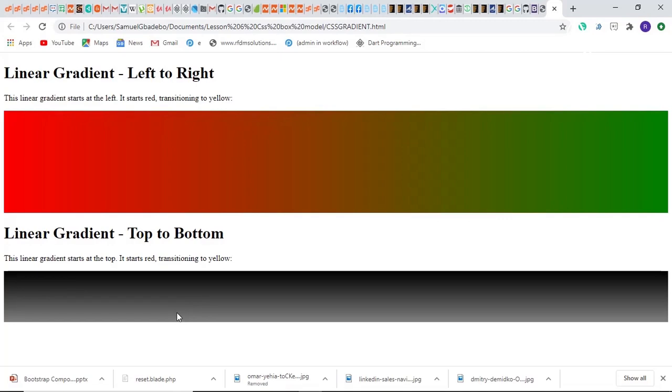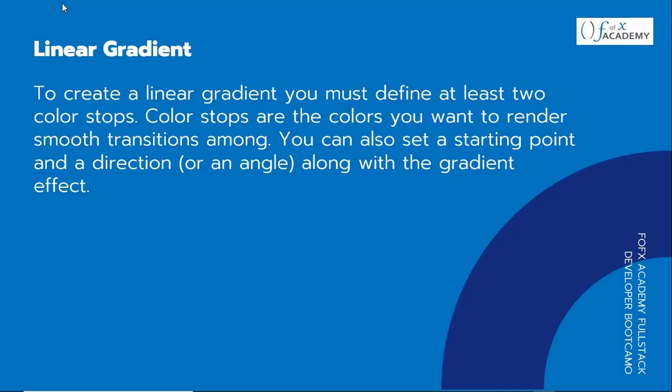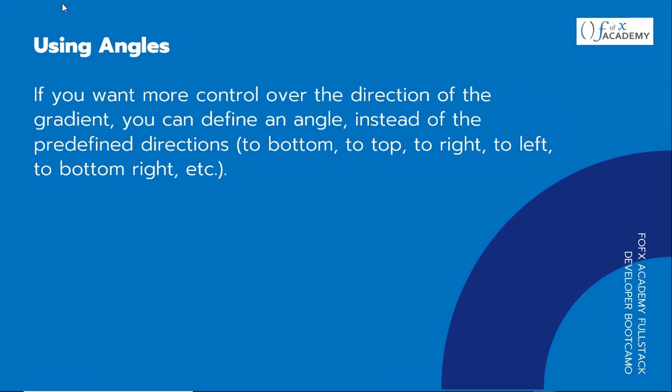And that's how to style using linear gradient. So next we talk about using angles. If you want more control over the direction of the gradient, you can define an angle instead of the predefined directions: to bottom, to top, to right, to left, to bottom right. You can define an angle. So let's define an angle and see how it goes.